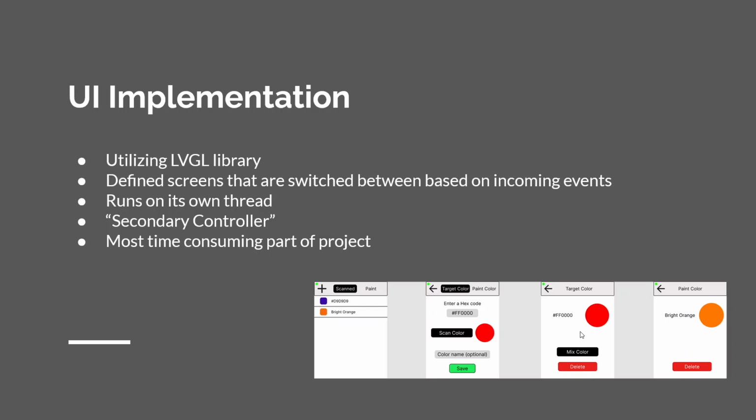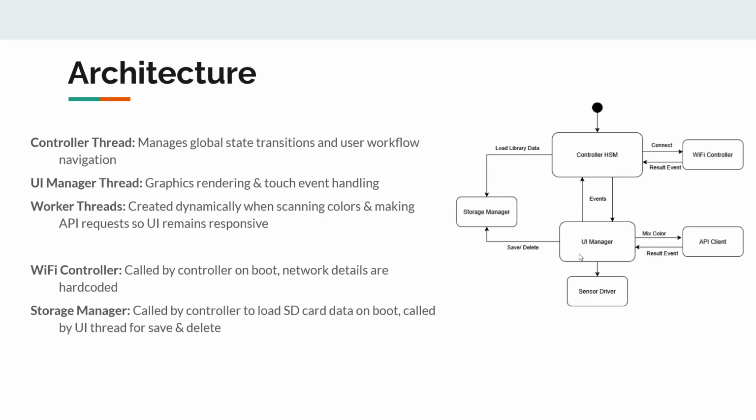I just wanted to look at the UI implementation real quick. So I'm using the LVGL library, and I've defined several screens that are switched between based on incoming events from the main controller, and those are processed by the UI manager. I kind of think of it as a secondary controller just because of the nature of the project.